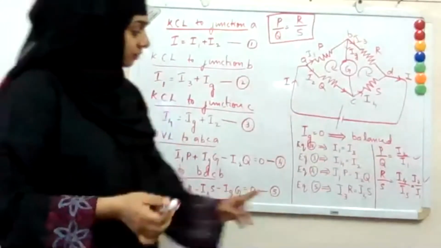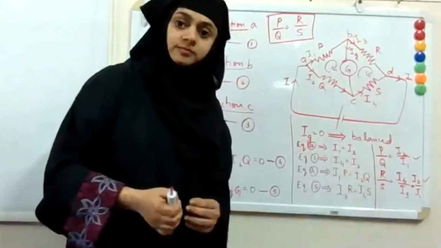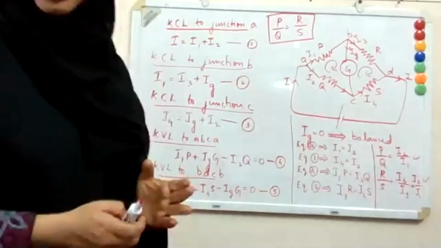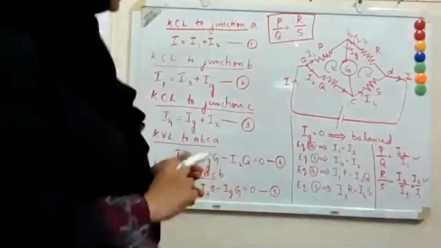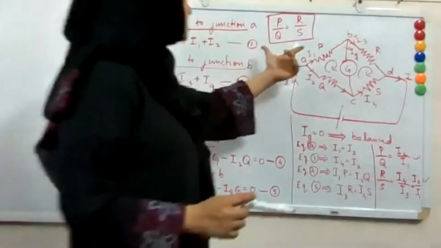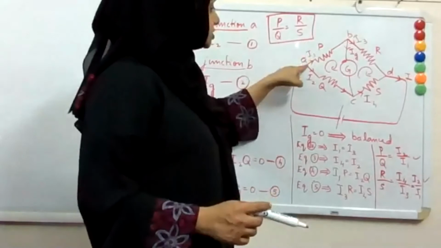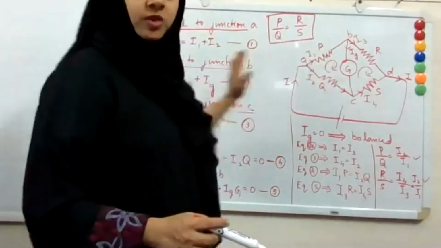Is it clear now? How from equation 4 we got this one? Yes, teacher. Yes. Okay. So this is how we can derive the Wheatstone's bridge principle from Kirchhoff's current law and voltage law.